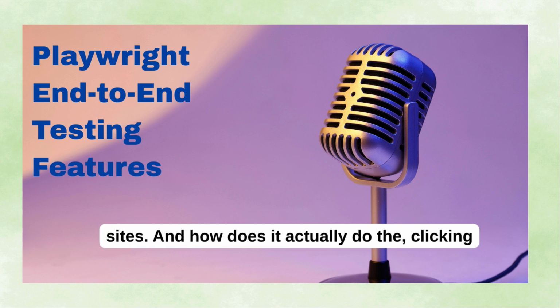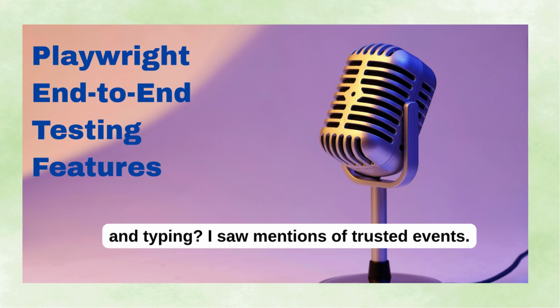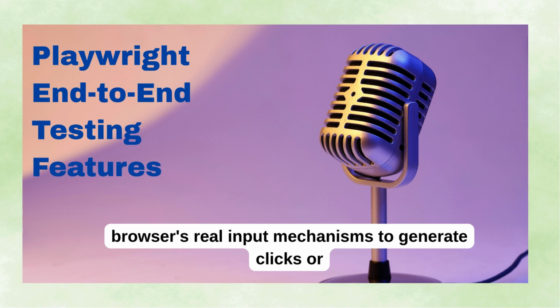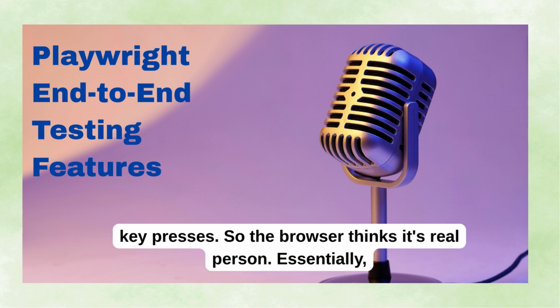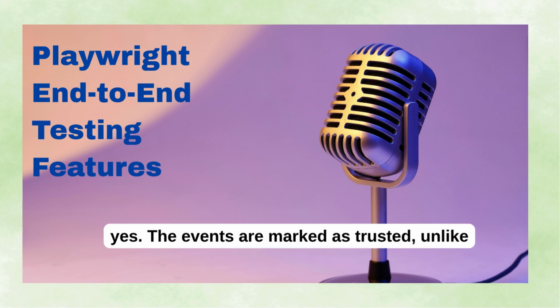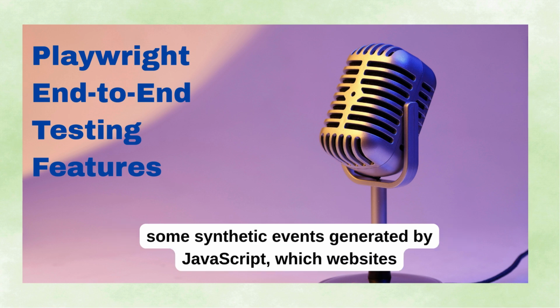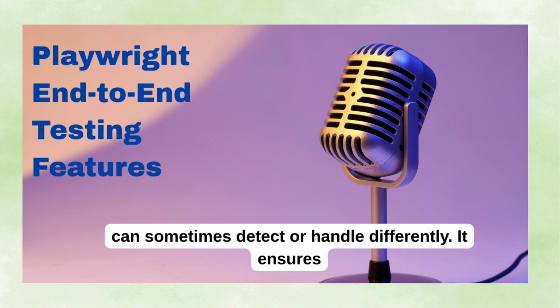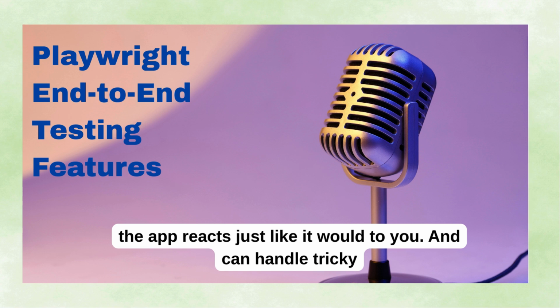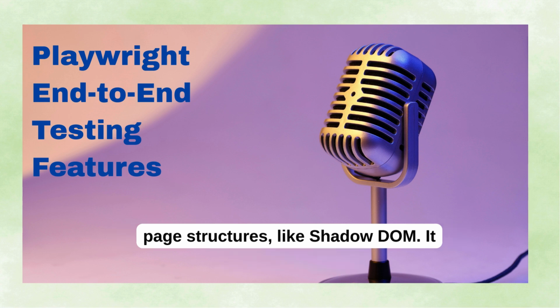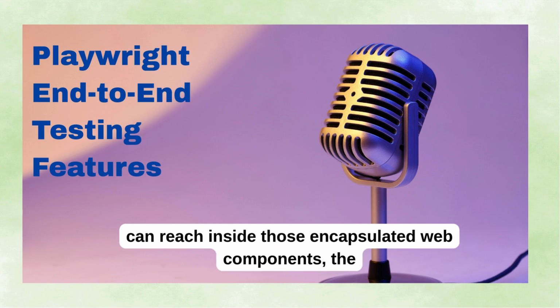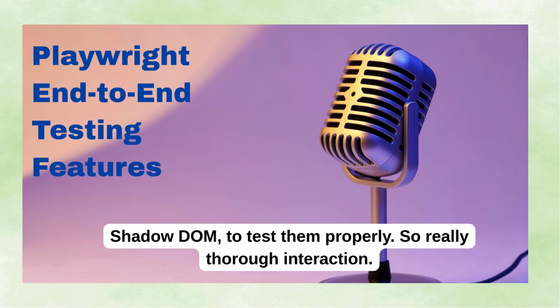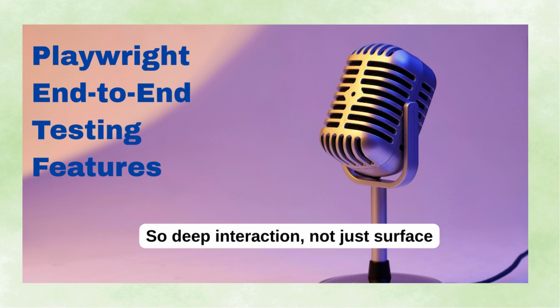And how does it actually do the clicking and typing? I saw mentions of trusted events. That's about authenticity. Playwright uses the browser's real input mechanisms to generate clicks or key presses. So the browser thinks it's a real person. Essentially, yes. The events are marked as trusted, unlike some synthetic events generated by JavaScript, which websites can sometimes detect or handle differently. It ensures the app reacts just like it would to you. And it can handle tricky page structures, like shadow DOM. It can reach inside those encapsulated web components, the shadow DOM, to test them properly. So really thorough interaction. Deep interaction, not just surface level.